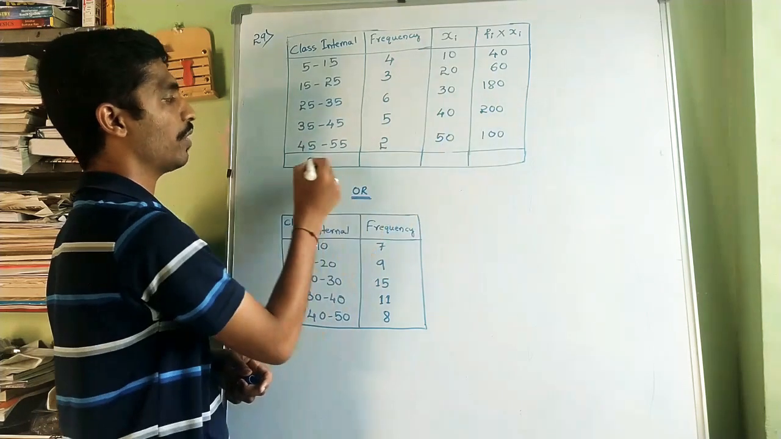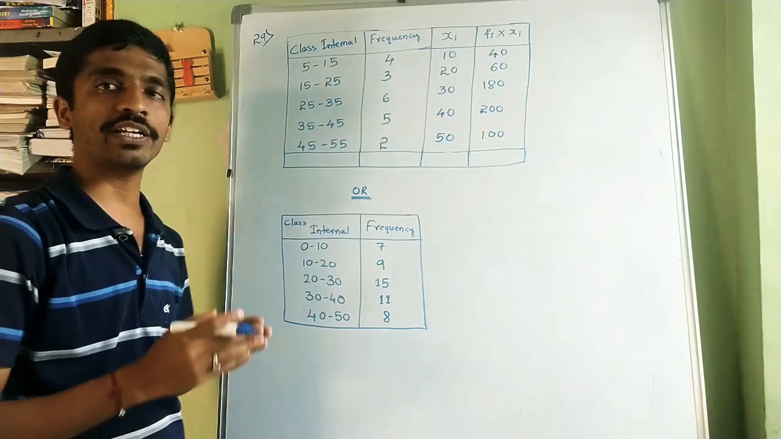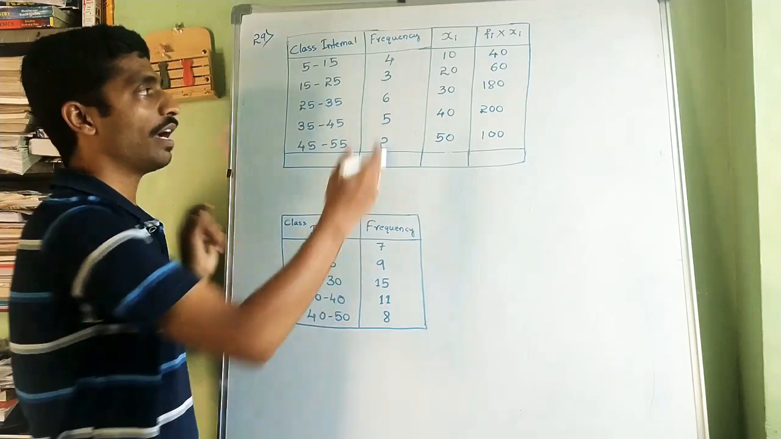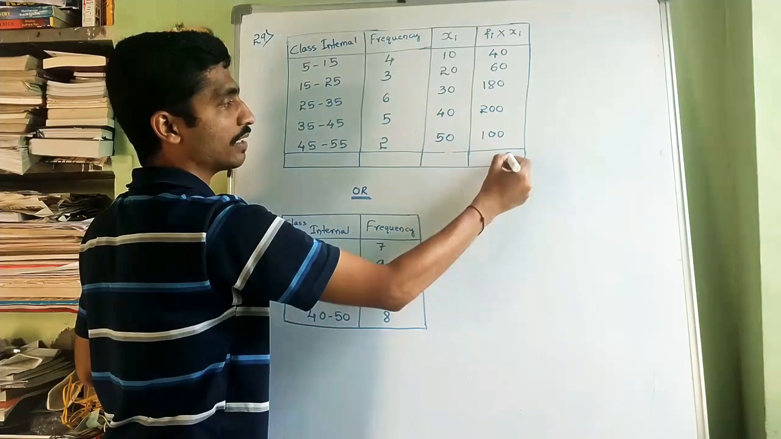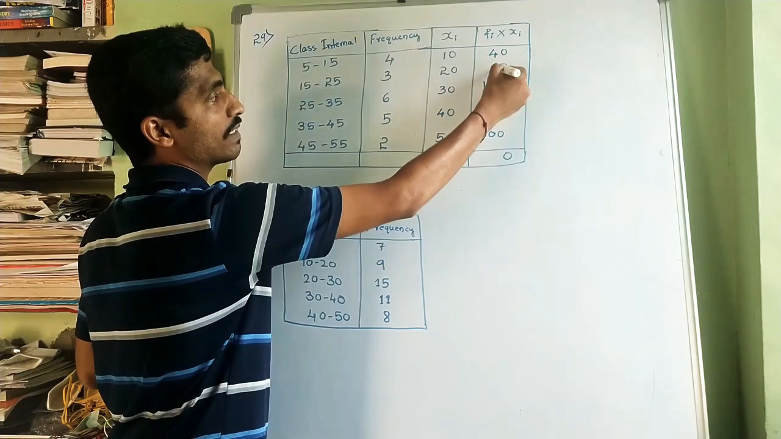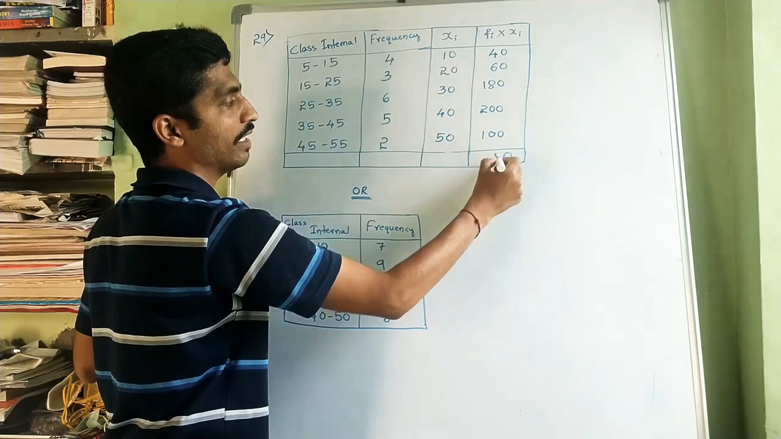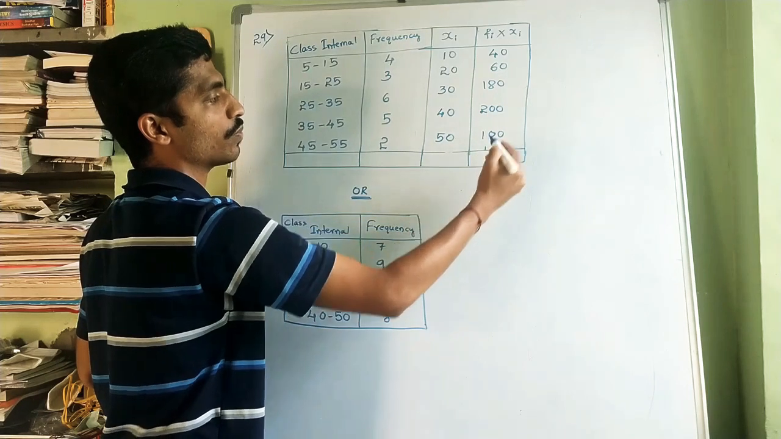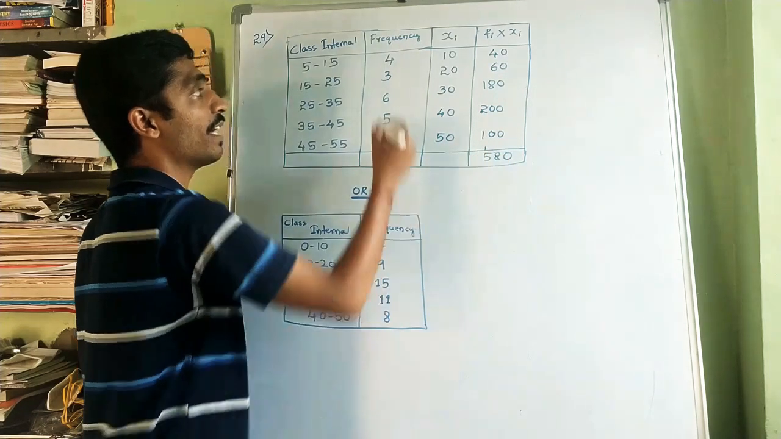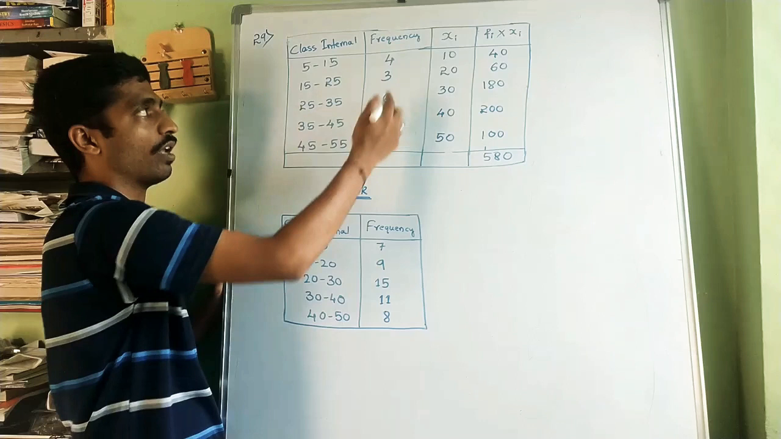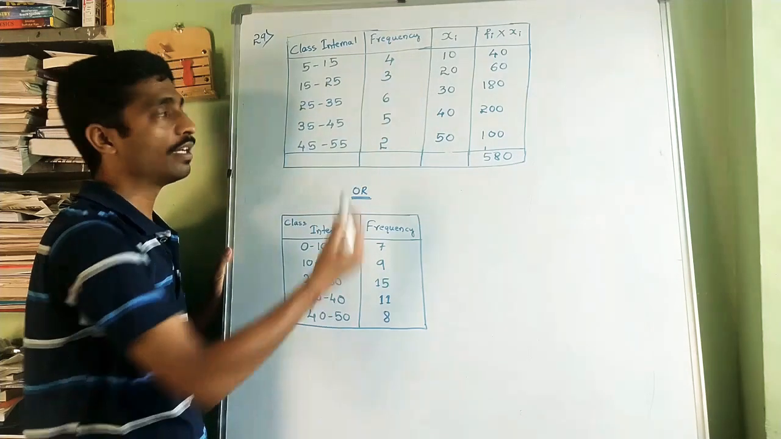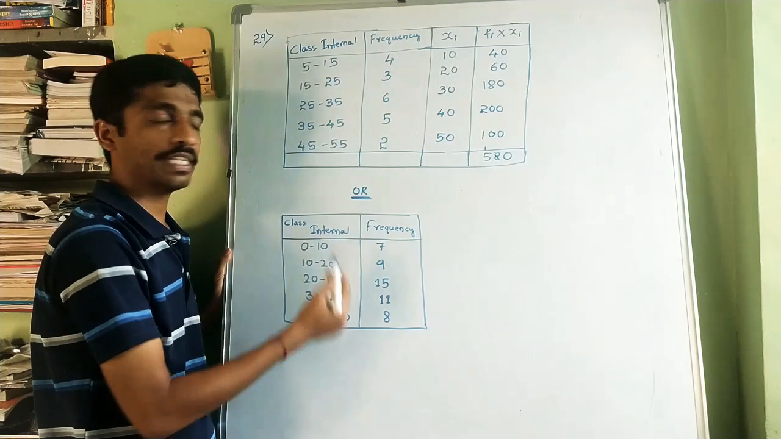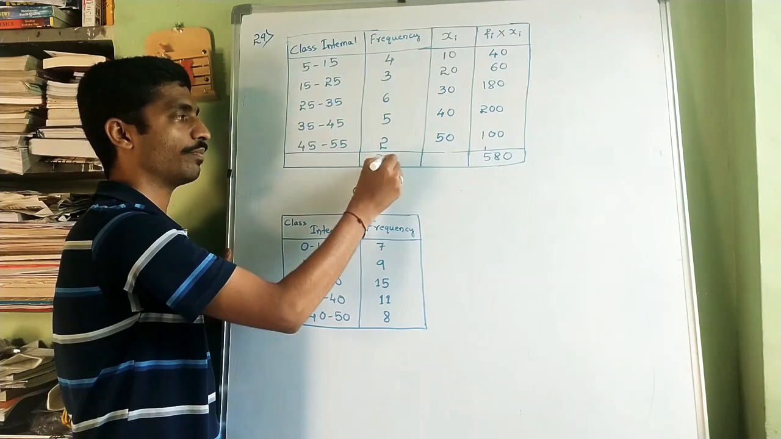Now add them, because we need the summation of Fi into Xi. Summation means the total overall addition. So 0 is there, keep 0. 4 plus 6, 10, 10 plus 8, 18. Carry 1, 1 plus 2, 3, 3 plus 1, 4, 4 plus 1, 5. 580. And the summation of frequency overall, how much? 4 plus 3, 7. 7 plus 6, 13. 13 plus 5, 18. 18 plus 2, 20.